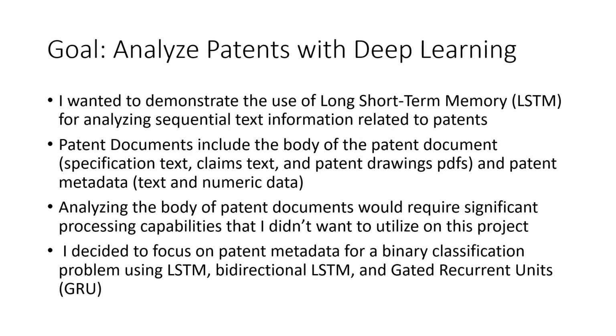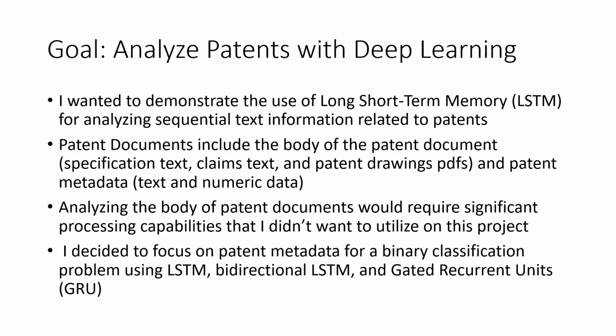So my goal is to analyze patents using deep learning, using this LSTM architecture for analyzing sequential text information related to patents. Now, patents include the body of the patent document, specification text, which is a description of the invention, the claims text, which is a description of the property right, and the patent drawings, which is usually an illustration of the invention. And there's also patent metadata, which is a mix of textual and numeric data.